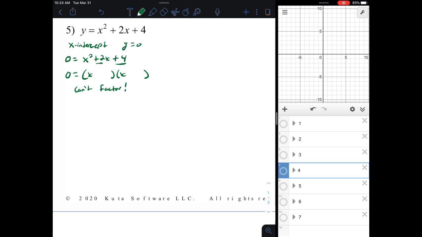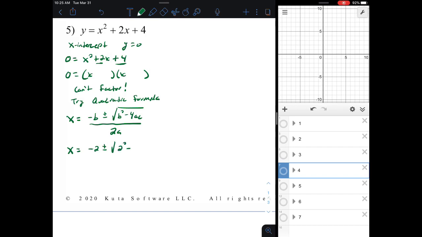So we've got to go to plan B. Let's try the quadratic formula. So the quadratic formula, if I set this problem equal to 0, would give solutions for x equals negative b plus or minus the square root of b squared minus 4ac all over 2 times a. And we start putting values in for these constants, and we have negative 2 plus or minus the square root of 2 squared minus 4 times 1 times 4 all over 2 times 1.